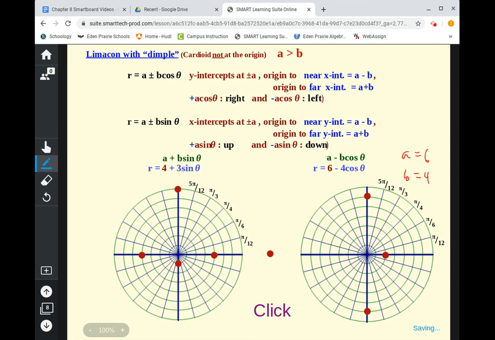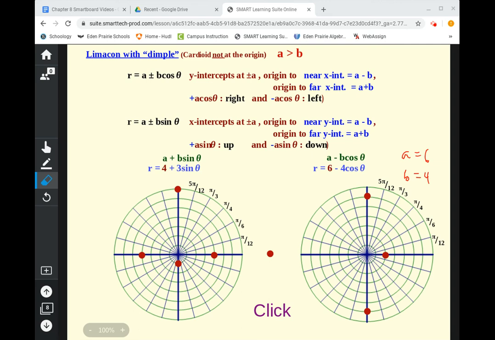So your y-intercepts are at positive and negative A. So let's just take a look at that. So I go up for the y-intercepts, 1, 2, 3, 4, 5, 6, and I go down 1, 2, 3, 4, 5, 6. All right. And then it says origin to the near x-intercept. So you should know that there's a near and there's a far. The near and far.